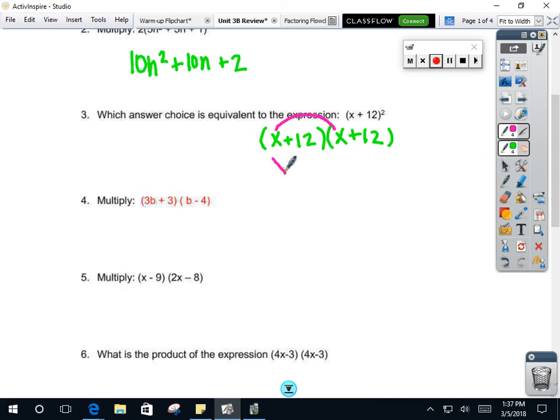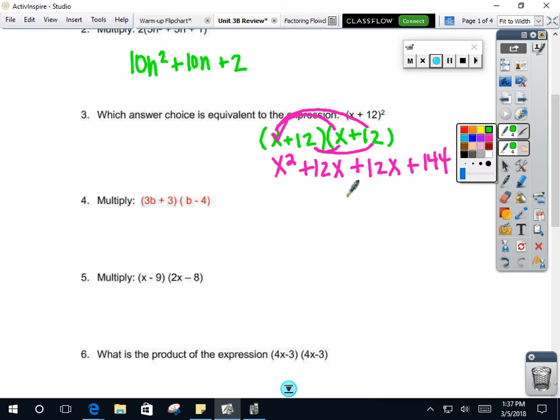X times x is x squared. X times 12 is 12x. Now that we've distributed the x to everything, we distribute the 12 to everything over there, and that makes another 12x and a positive 144. Now what do we need to do? Combine the like terms. What are the like terms, Marcus? Okay, and they combine to a what? 24x.